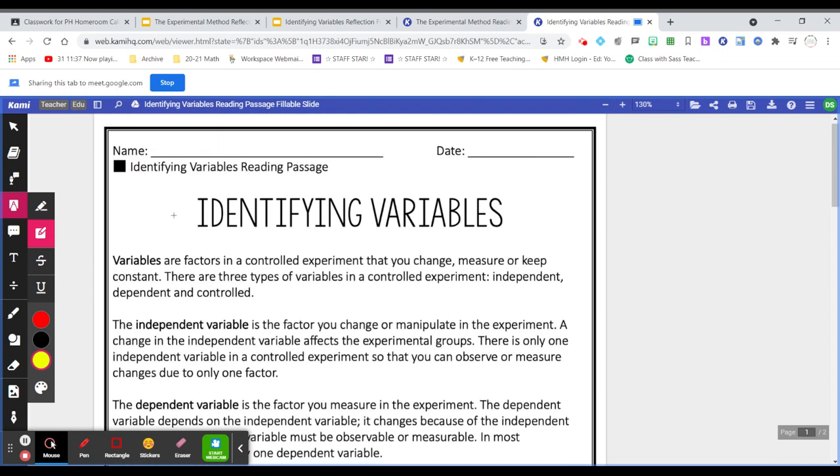So let's go ahead and we're going to read identifying variables. Variables are factors in a controlled experiment that you change, measure, or keep constant. There are three types of variables in a controlled experiment: independent, dependent, and controlled. So how many types of variables in a controlled experiment? Correct. Yep. I'm going to highlight this, but change the color.